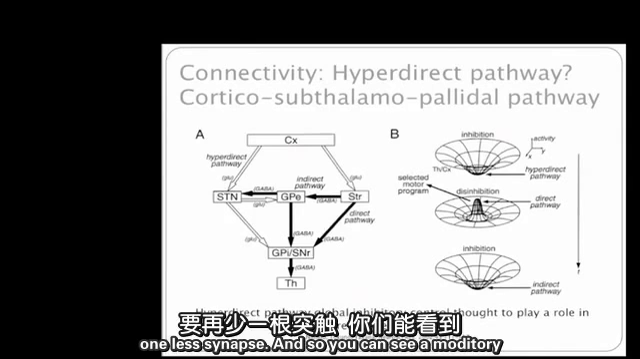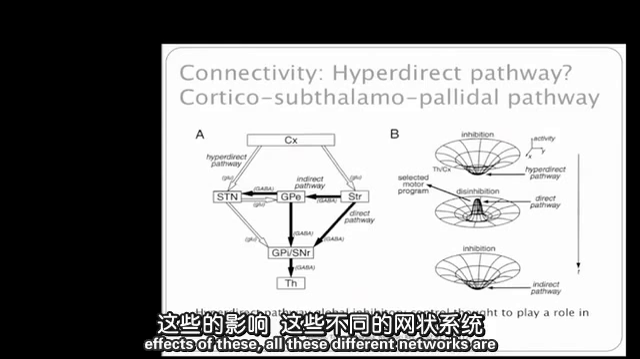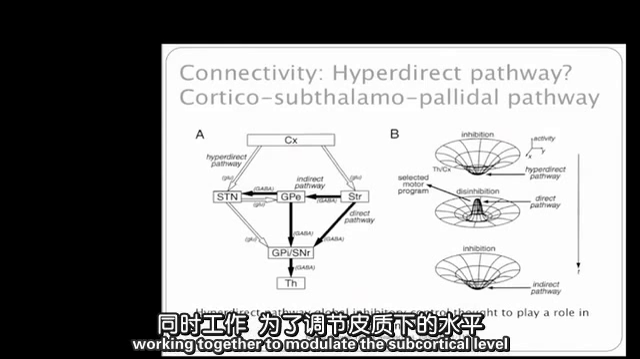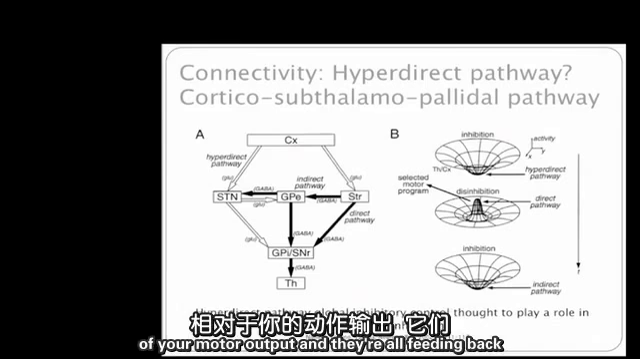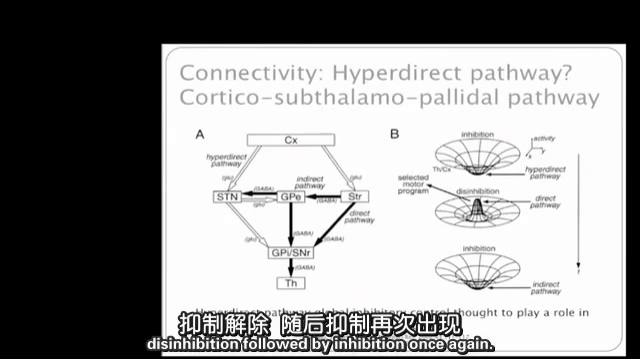And so you can see a modulatory effect so that all these different networks are working together to modulate at a subcortical level your motor output, and they're all feeding back into each other. So inhibition followed by disinhibition followed by inhibition once again.